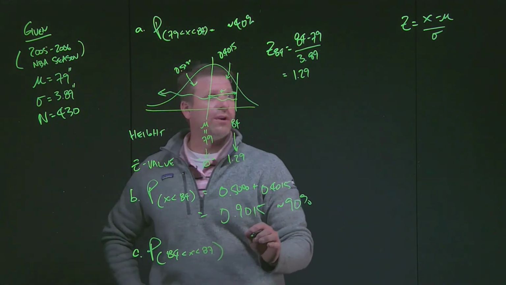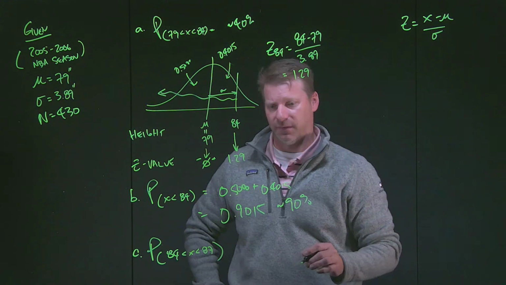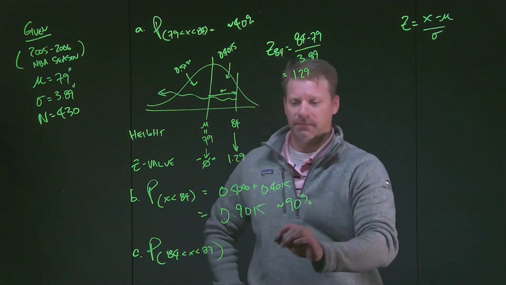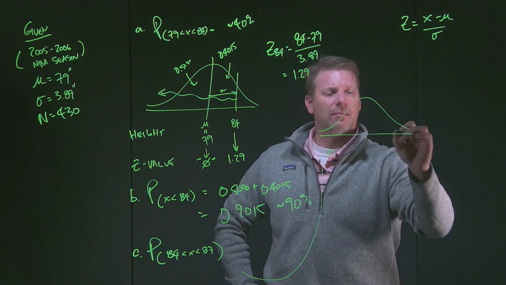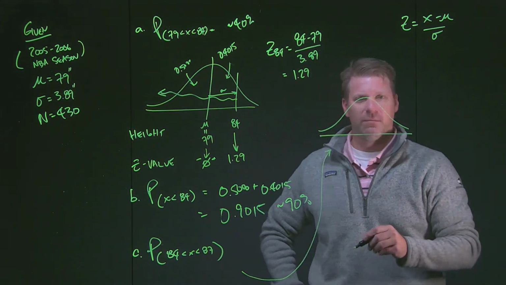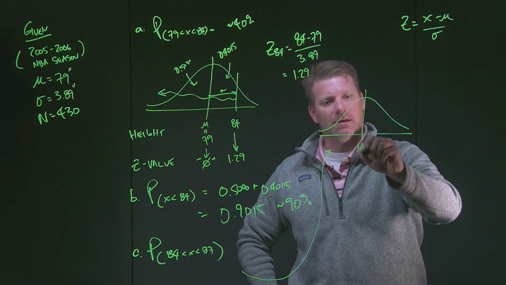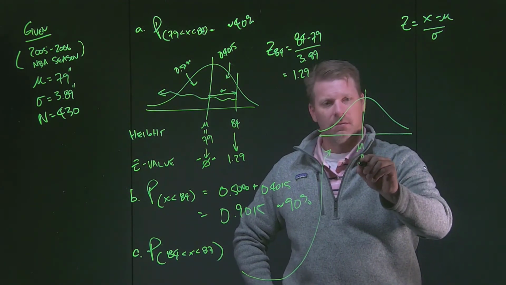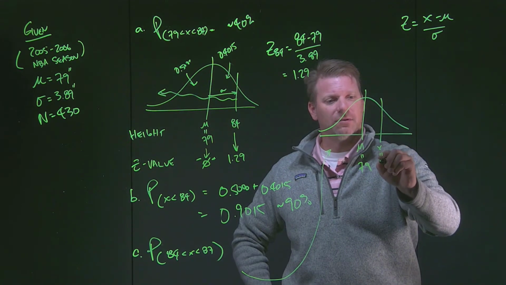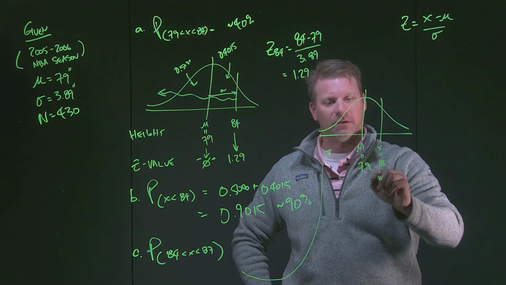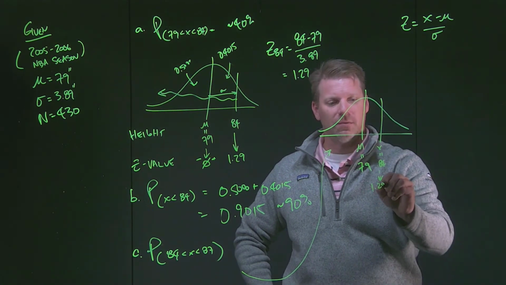Okay, I'm going to redraw this picture because it's getting a little busy over here. So if I look at part C, I'm going to move this over this way a bit. I've got the same, again, approximate normal distribution for NBA players. The mean is equal to 79. We have this value of x equal to 84. It had a corresponding z-value of 1.29.